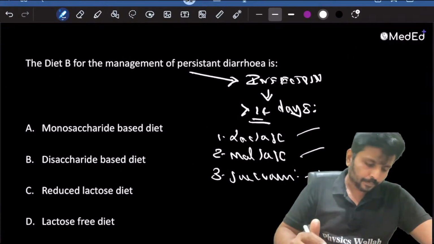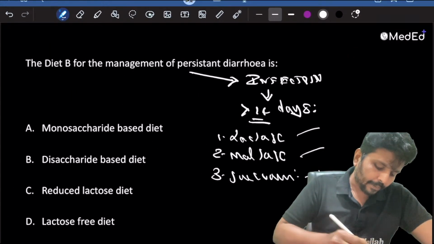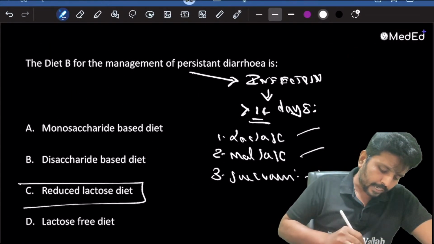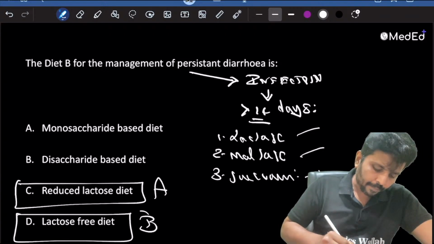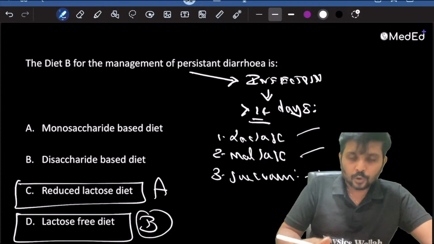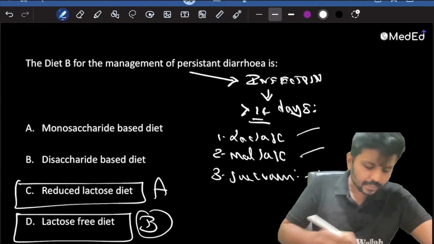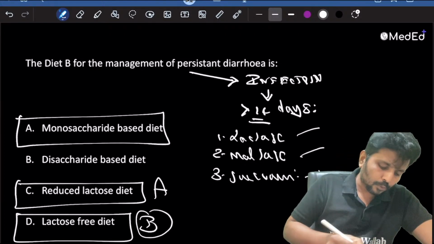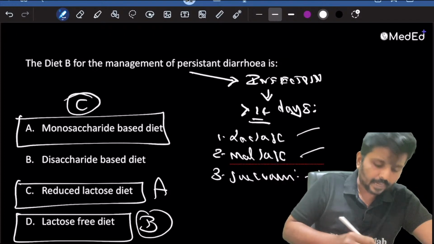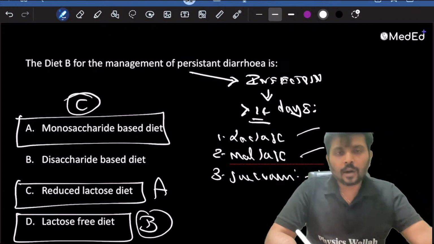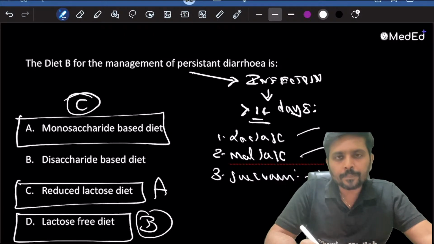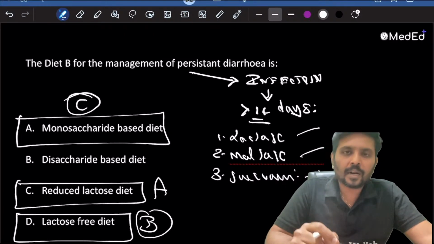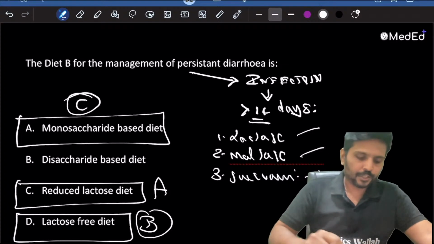Very important. So what is the diet A plan? Reduced lactose diet is the diet A plan. Lactose free diet is the diet B plan. Monosaccharides, no lactose, no starch is the diet C plan. That is a monosaccharide based diet. Remember, all these diet plans are mainly meant for persistent diarrhea and not due to malabsorption syndromes.